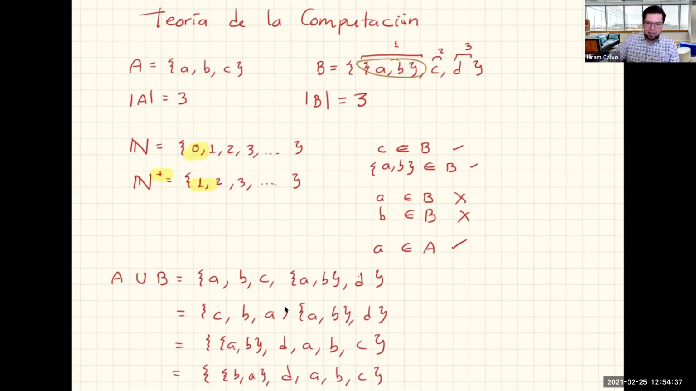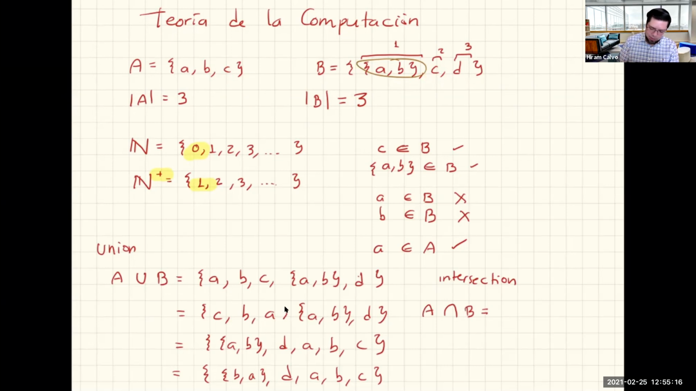And now let's see the intersection. So this is the union of two sets. Intersection in English, or intersección in Spanish, will be denoted by an inverse U, looking downwards: A intersection B. Now we have to consider all those elements that are common to both sets. In this case, we have only one element, which is C, that is common to the two sets.